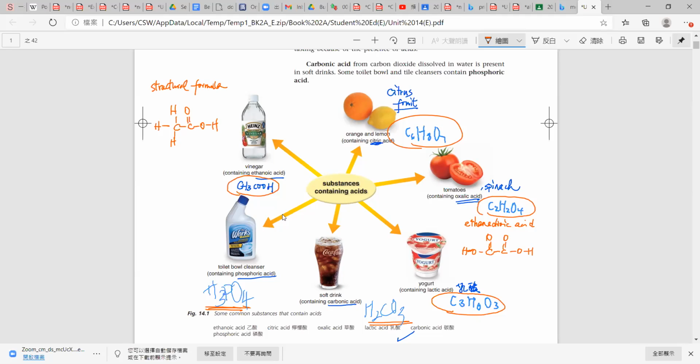Okay, just recall your memory. How about yogurt? How about the lactic acid in yogurt? Can you draw me the structure of this, the structural formula? What is that? It's not just this. It is very, very strange. C3H6O3. What is that? We will write that down as C double bond O, OH.